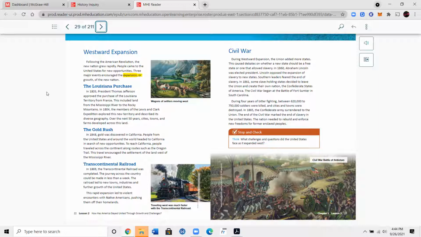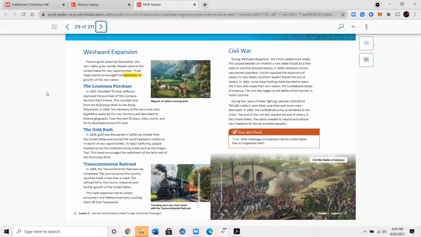The Louisiana Purchase. In 1803, President Thomas Jefferson approved the purchase of the Louisiana Territory from France. This included land from the Mississippi River to the Rocky Mountains. In 1804, the members of the Lewis and Clark expedition explored the new territory and described its diverse geography. Over the next 50 years, cities, towns, and farms developed across this land.